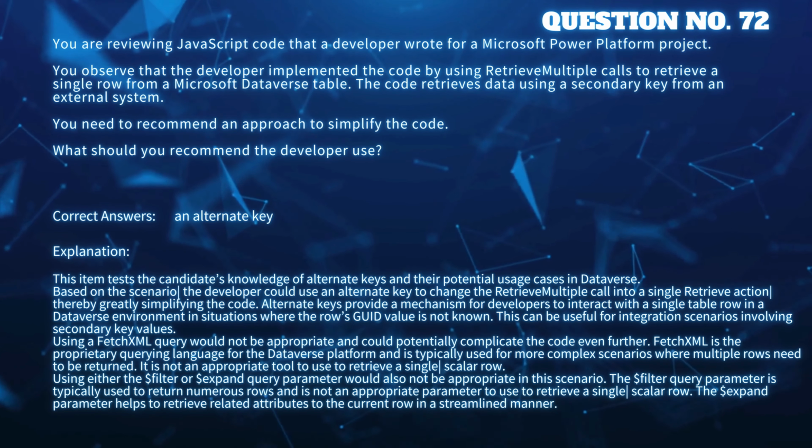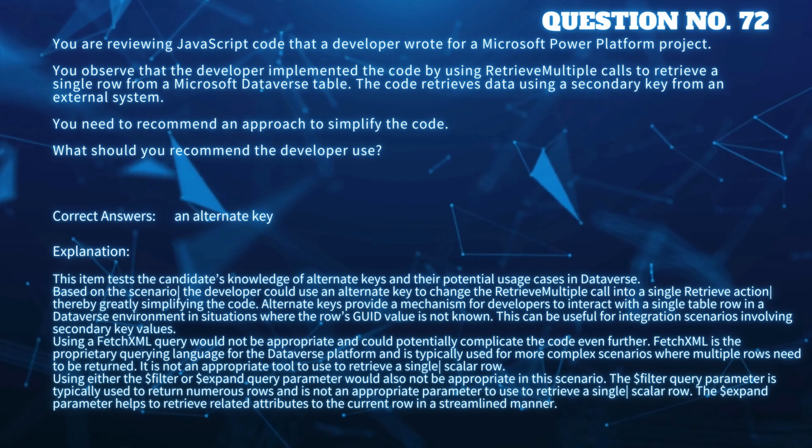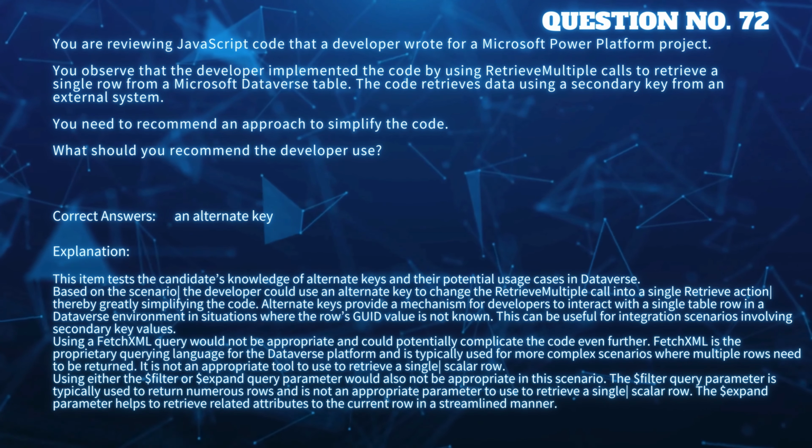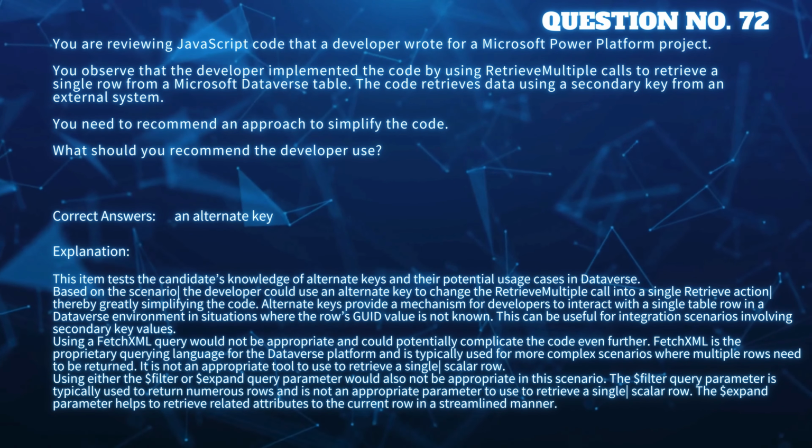Using a fetch XML query would not be appropriate and could potentially complicate the code even further. Fetch XML is the proprietary querying language for the Dataverse platform and is typically used for more complex scenarios where multiple rows need to be returned. It is not an appropriate tool to use to retrieve a single scalar row. Using either the $filter or $expand query parameter would also not be appropriate in this scenario. The $filter query parameter is typically used to return numerous rows and is not an appropriate parameter to use to retrieve a single scalar row.